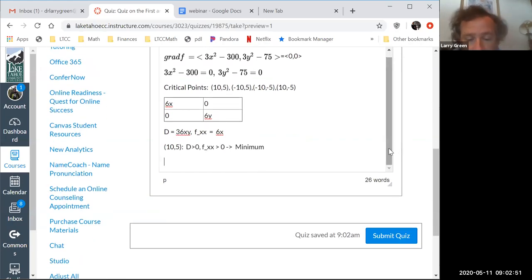Okay, now let's do the next one. So now we have negative 10, comma 5. With negative 10, comma 5, we have D. Again, D is 36xy. If you plug in negative 10 and 5, you get a negative number. And fxx is also negative, which turns out not to matter, but we'll put it there anyway. So if D is negative, what do you know? It's a saddle.